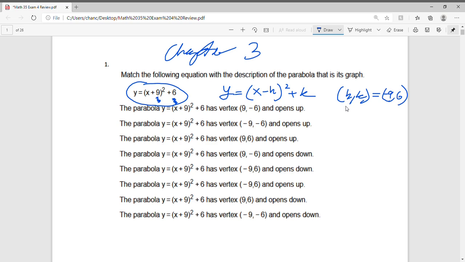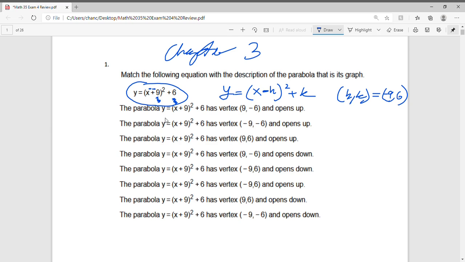If you look at the equation, we have an x minus h here. Here we have a plus sign, but you can consider it a double negative, and so h is negative 9. Do not make the mistake that h is positive 9. K is this 6 here on the right, and that's why the vertex is negative 9, 6.